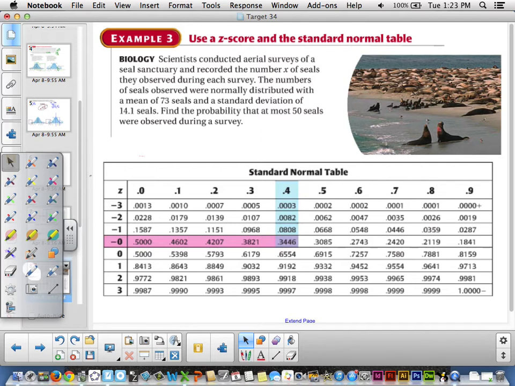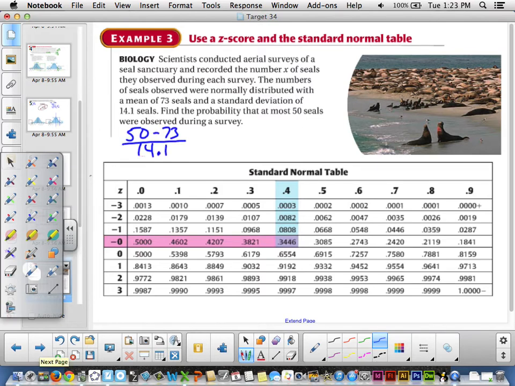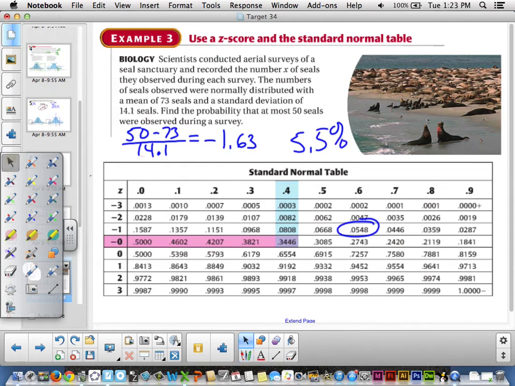So what we need to do first is figure out the z-score. What is the z-score for 50? So we'll take 50, subtract the average, and divide by the standard deviation. Punch that into your calculator, you get negative 1.63. And on this chart, negative 1.6 says 0.0548. That means the probability that at most 50 seals were observed is 5.48, or 5.5%. Not very likely that they saw only 50 seals.